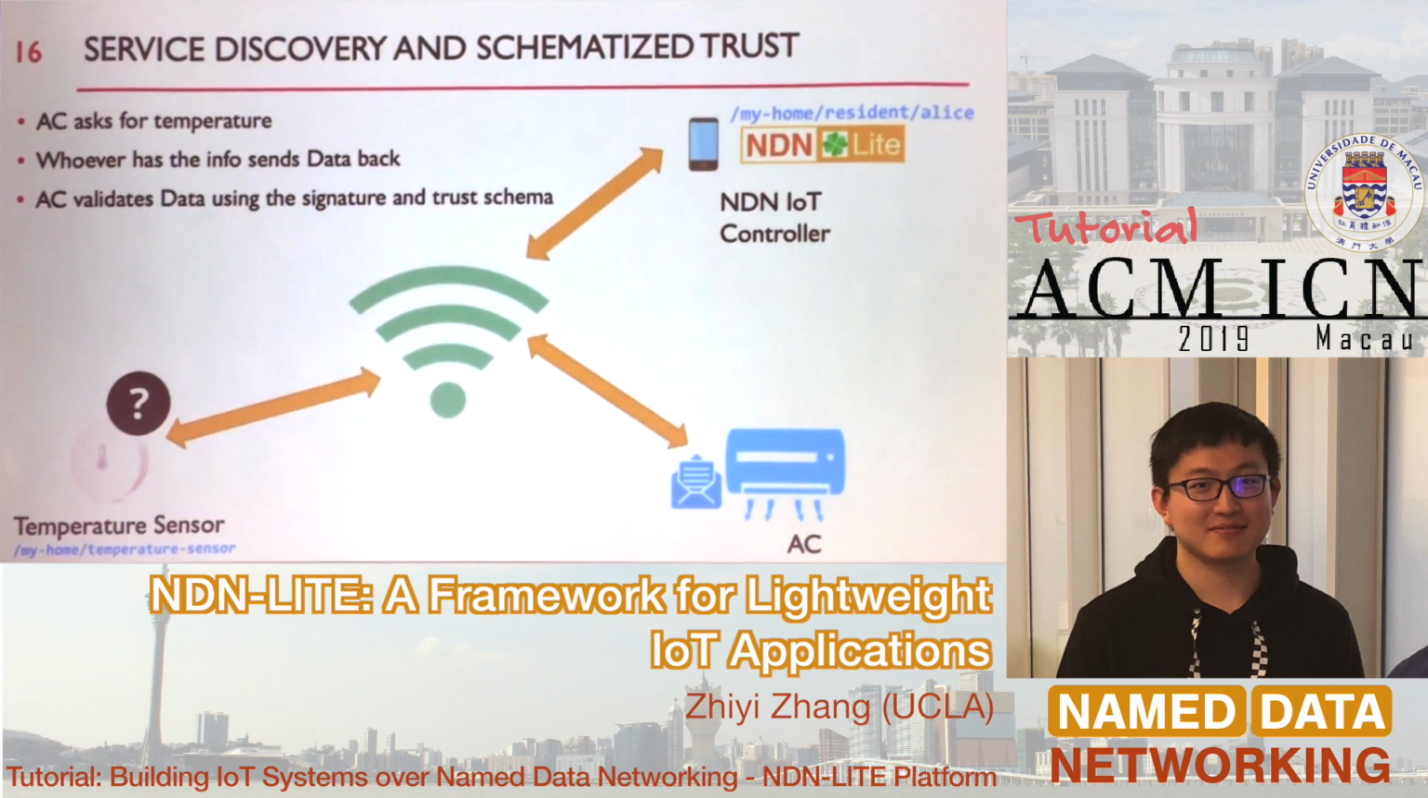And the air conditioner, the carrier, can validate this packet using its signature, which will eventually go back to the home trust anchor, and also use the trust schema to verify this packet. So trust schema ensures that only a valid, authorized identity can make this data packet.